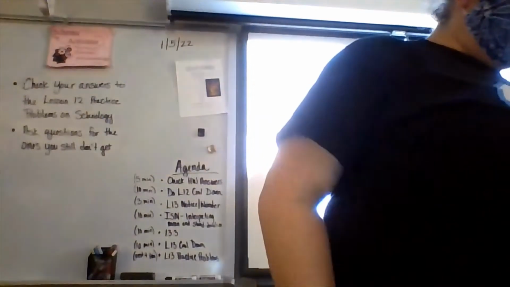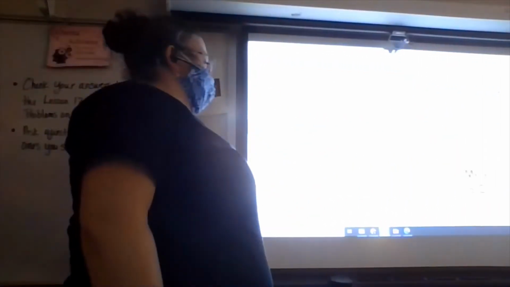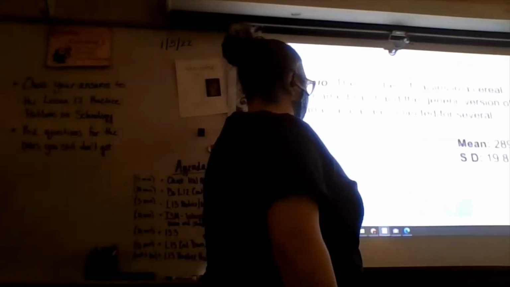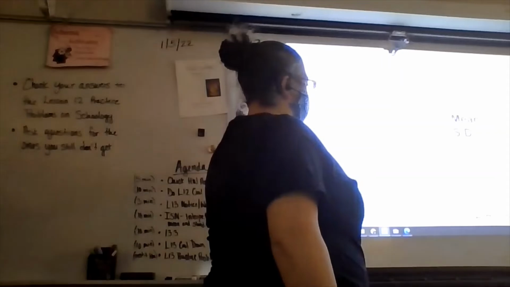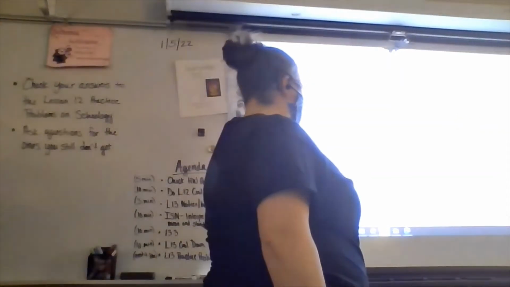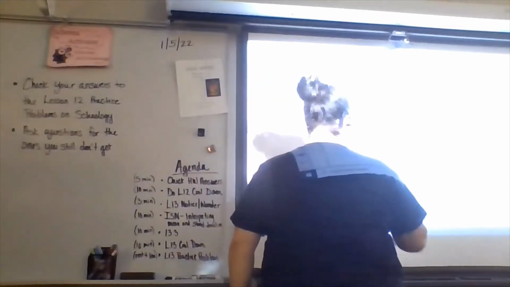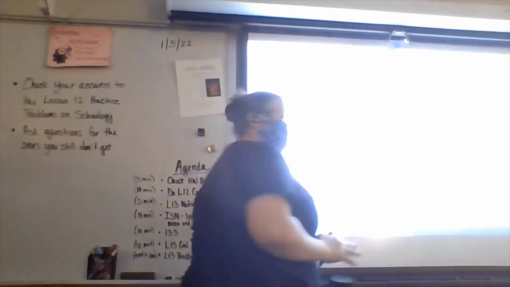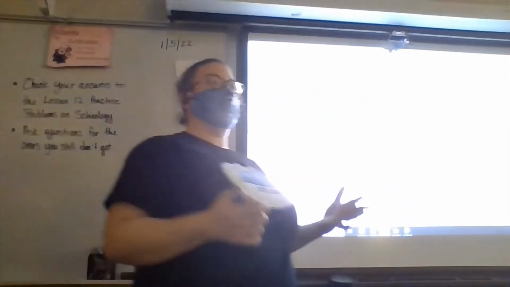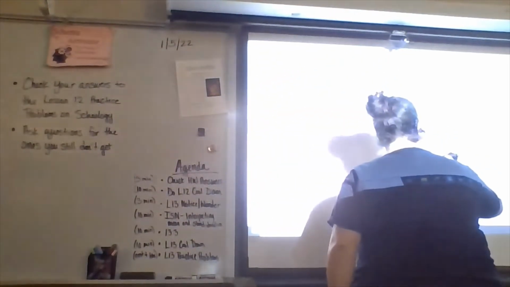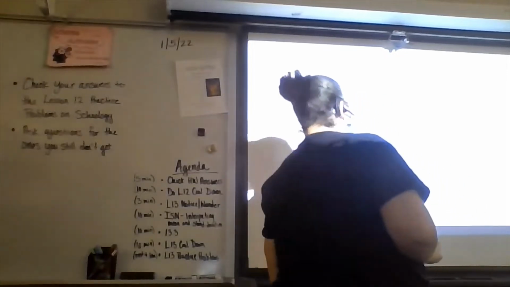All right, so let's take a look. So same scenario, number of raisins in a cereal with name brand and generic version of the same cereal. So they looked at several boxes, they collected data. This is what we have. For the first one, for the name brand cereal, we want to interpret the measure of center. So remember, a measure of center is something that talks about the middle of the data. So it's our mean or our median. In this case, they gave us the mean. So we want to interpret the mean.